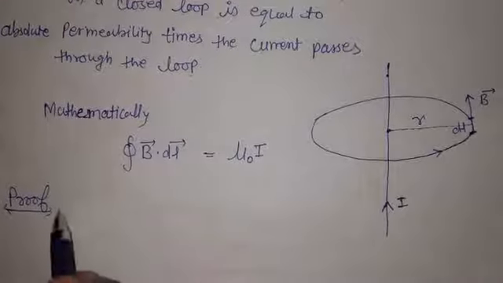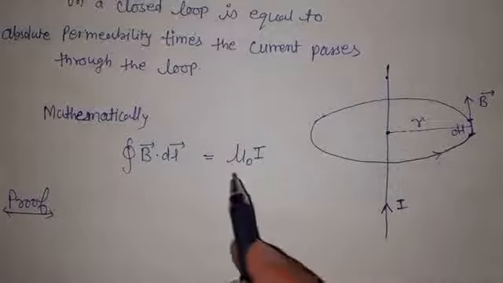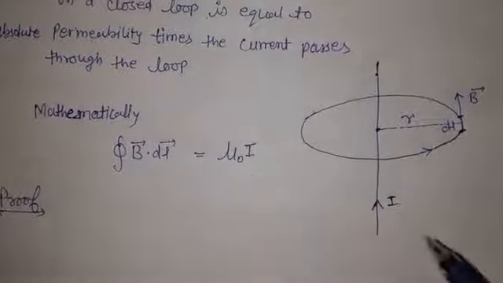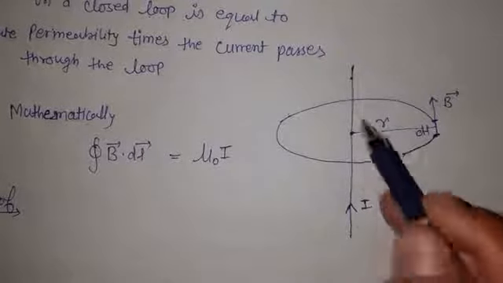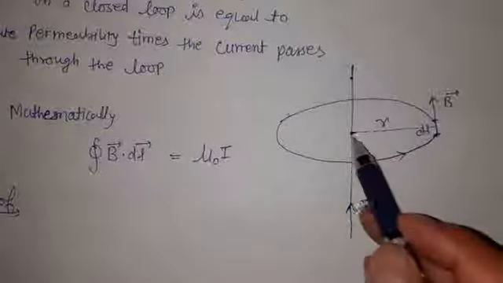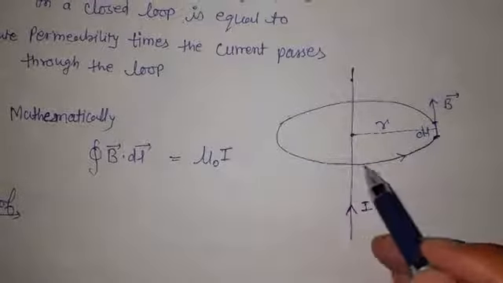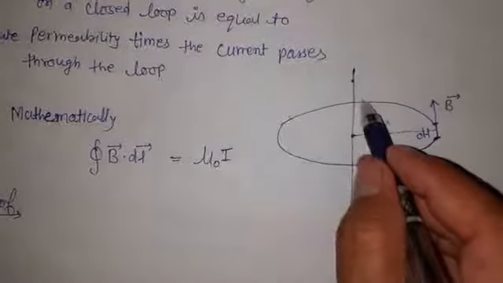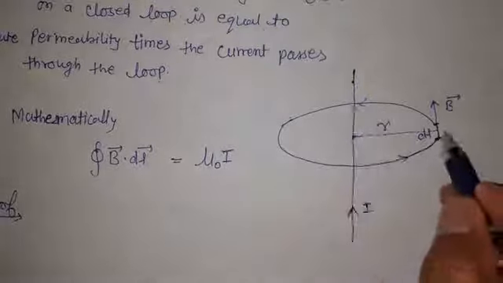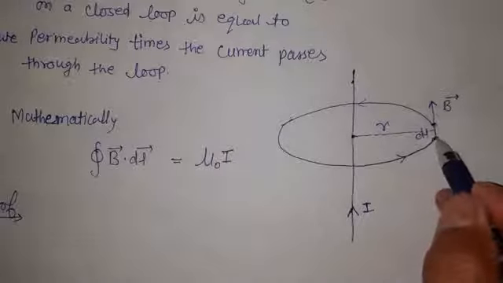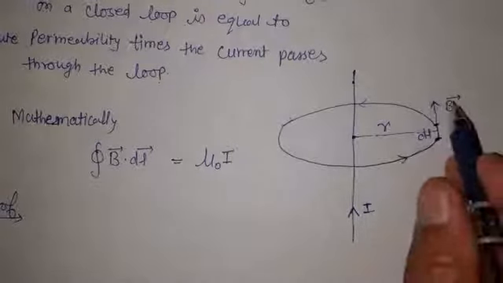Now let us prove that this line integral of magnetic field on a closed loop is equal to mu naught times the current passing through it. For this purpose let us consider a current carrying straight conductor, and we want to find the magnetic field at distance r from it. For this I have considered a circular loop, and the direction of this circular loop is taken to be anti-clockwise. Now on this loop let there be a small length dl.